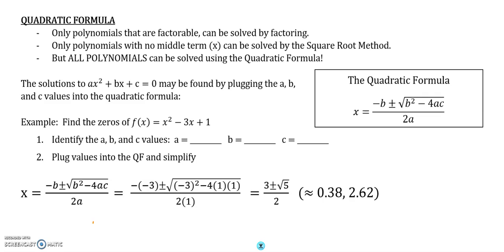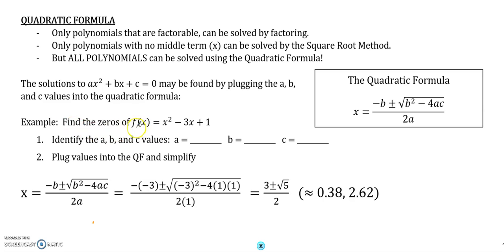The quadratic formula states x equals negative b plus or minus the square root of b squared minus 4ac, all divided by 2a. The solutions can be found by plugging in the coefficient of x squared in for a, the coefficient of x in for b, and your constant term in for c. So we'll take a look at our first example.